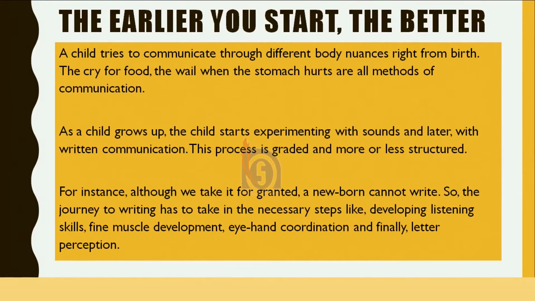A child tries to communicate through different body nuances right from birth. We all know that the child cries for food when she or he is hungry, or the child wails when the stomach hurts. Now these are all methods of communication. In fact, when the child hurts, the child may draw the legs up towards the stomach, and the doctor might ask you, have you noticed that when the child cries in the evening after a meal, the legs come up towards the stomach? That could be colic. So these are body nuances and body language.